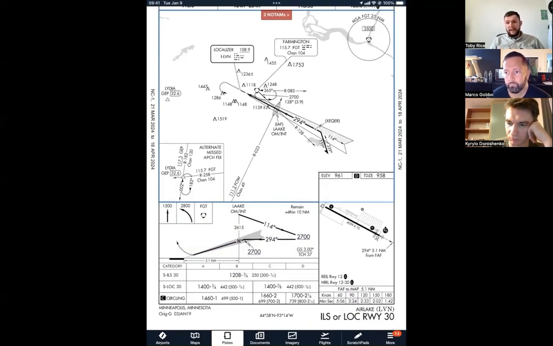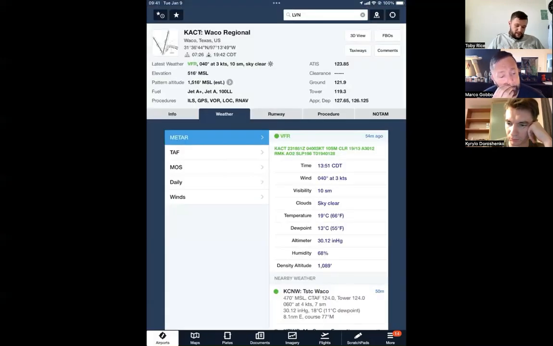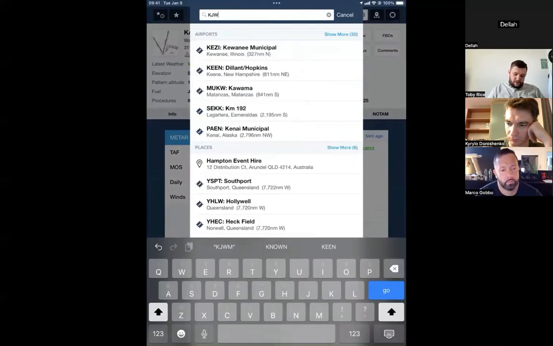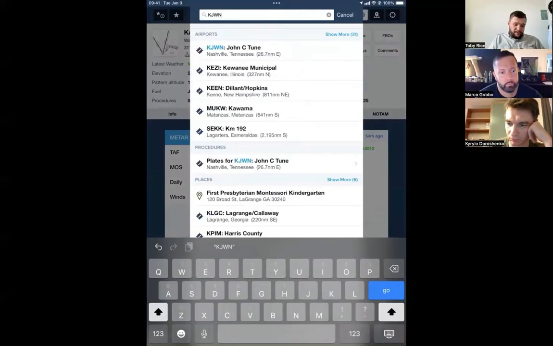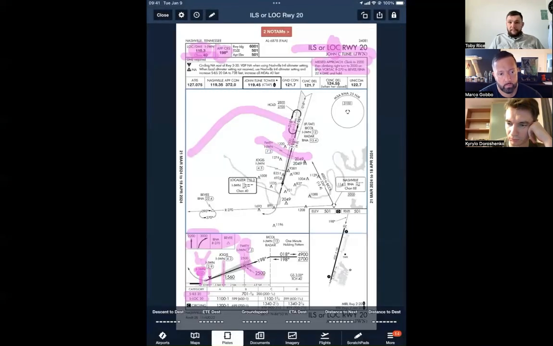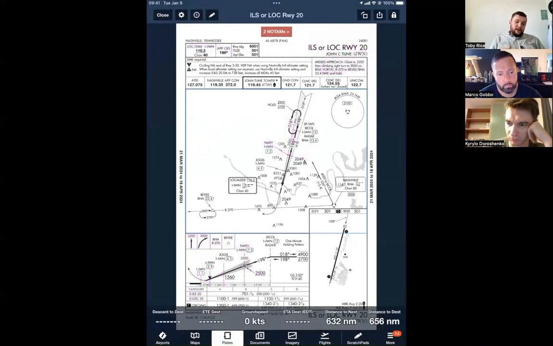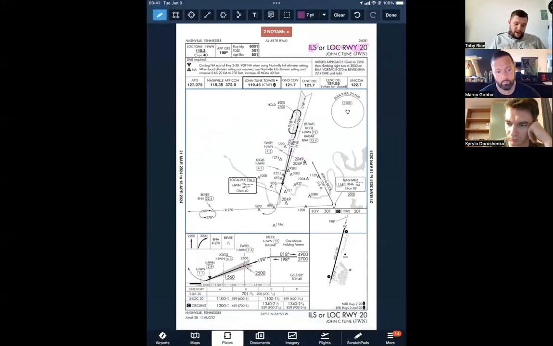I was flying the ILS into John Tune Airport. I'll pull up the plate so you can see that. I was flying at John Tune in Nashville. I'm sure some of you have probably flown there if you've flown anywhere in Tennessee. I was flying this approach at night in a Piper Archer after having gone missed at my home airport because the ceiling was too low. So I requested the ILS into Tune, runway 20, and I came in and I was at Baikal inbound, and I was level at 2700.